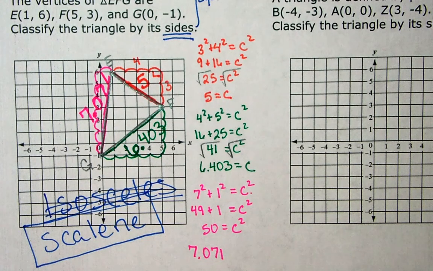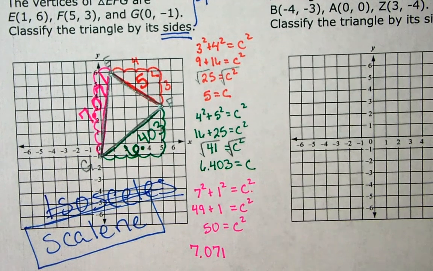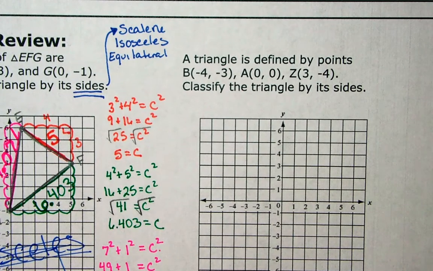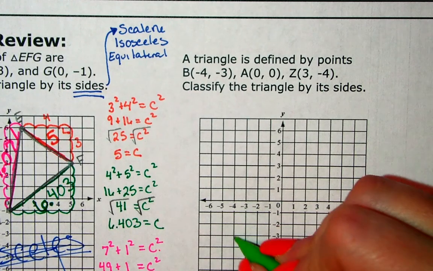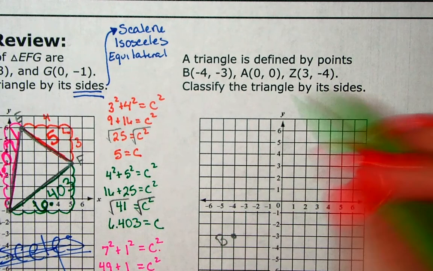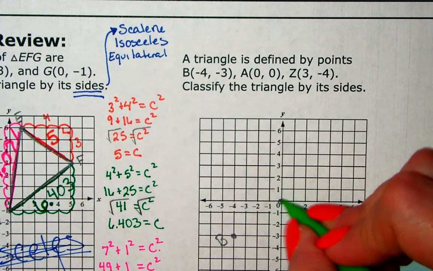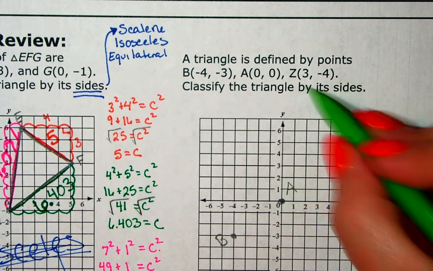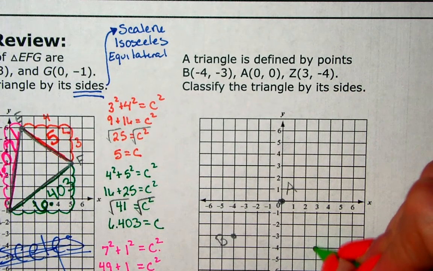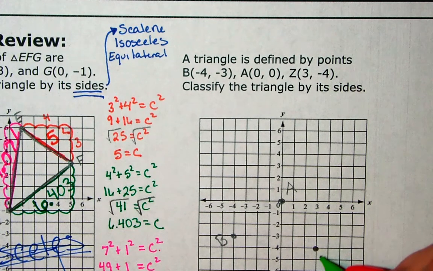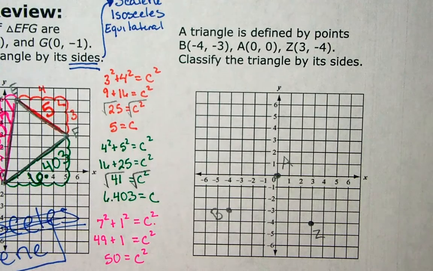All right, so let's look at the next one and see what we get. Again, the first thing I'm going to do is graph those 3 points they've given me. The first point is at -4, -3. That's B. 0, 0 is A. And 3, negative 4 is C, or Z. Okay, so let's say I want to find BA first.